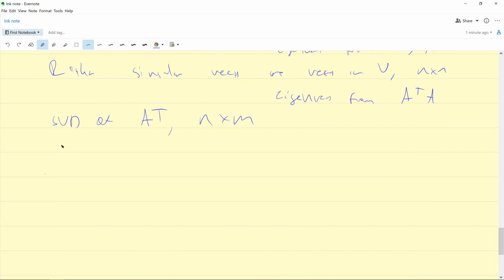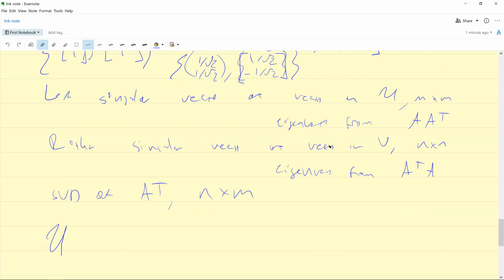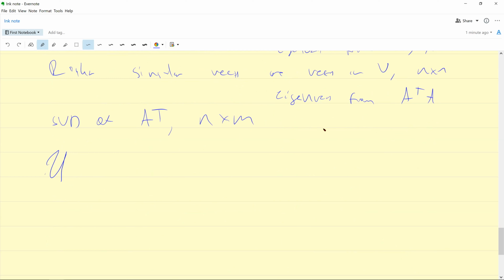Now, how do you find these vectors for U? Using the fact that the vectors from U are the eigenvectors from AA transpose, and also the fact we proved earlier about the relationship between eigenvectors of A transpose A and AA transpose.